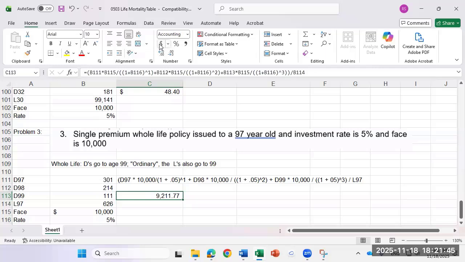I said over 9,500, it's not quite that much. So that 5% brings it down quite a bit, about 500 bucks a year. You pay about half of them the first year, but yeah, it spreads it out. But still, you're going to pay $9,211 to get 10,000 bucks.